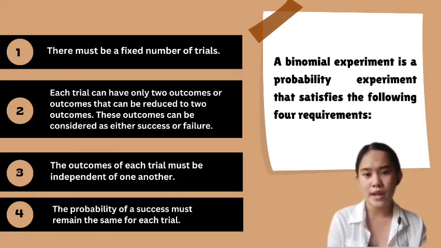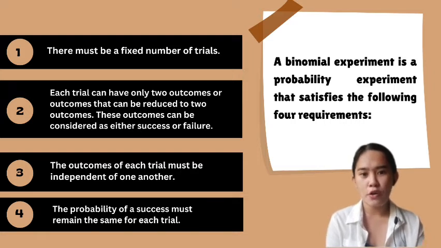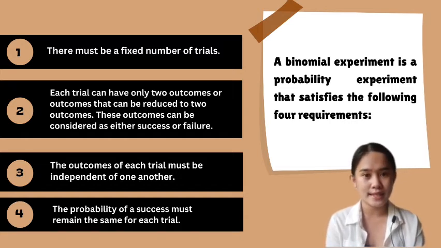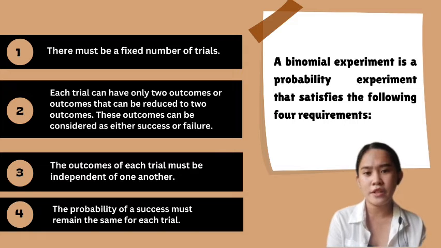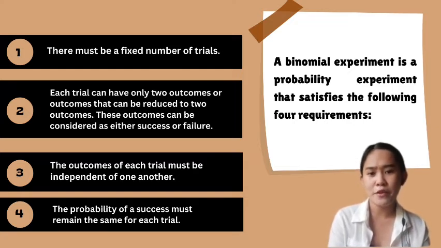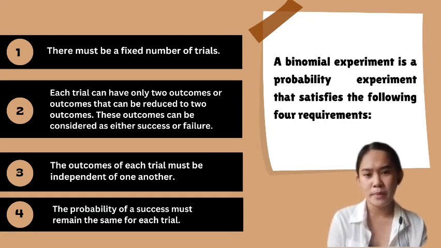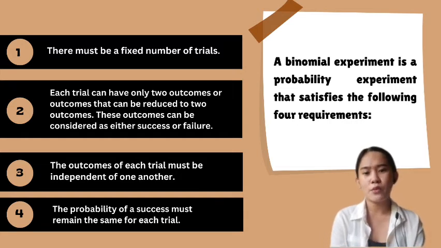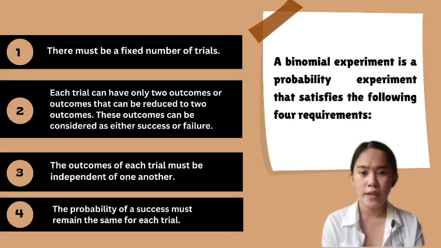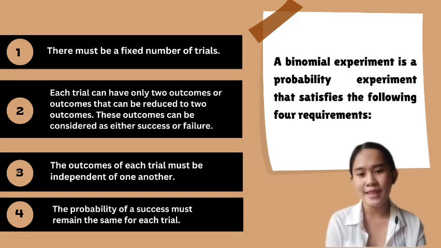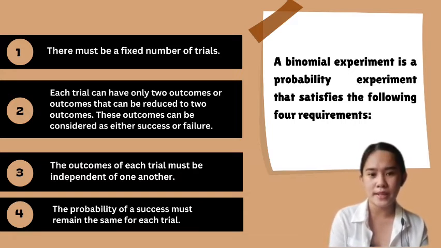Number 2. Each trial can have only 2 outcomes or outcomes that can be reduced to 2 outcomes. These outcomes can be considered as either success or failure. In other words, if you can phrase the experiment as a yes or no answer, then it can be a binomial experiment. For example, will I get a heads? Can someone find a parking space in the city? We often call outcomes either a success or a failure, but a success is just a label for something we are counting. For example, when we flip a coin, we might call a head a success and a tail a failure.